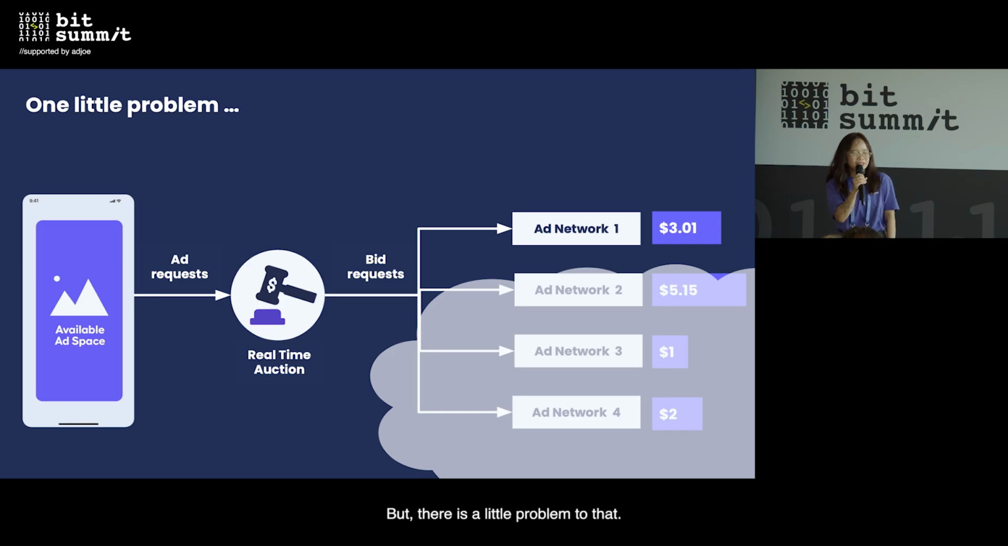But there is a little problem to that. Because this is happening in 100 milliseconds, so it's really fast, as I mentioned before, and we don't know how much bids the other players will participate in these auctions. So we are applying to their own strategies, and we have to come up with our own algorithms and place our own bets. So it's like playing poker.